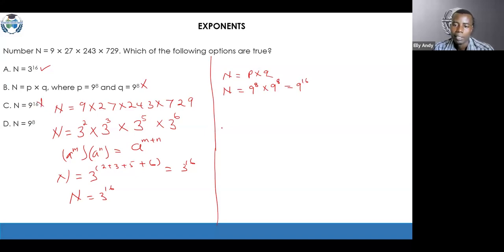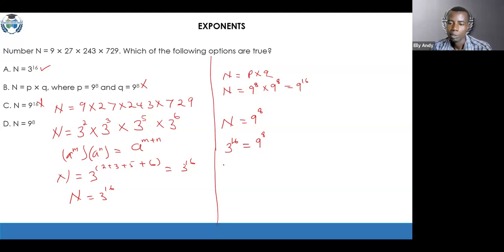Then D, we have that n is 9 to power 8. So I want to compare 3 to power 16 and 9 to power 8 and see if they are equal. So let's see. We have 3 power 16, which we have confirmed to be the answer. Let's compare it to 9 power 8. Okay, so we can either make 3 power 16 have a base of 9, or you can make 9 power 8 have a base of 3. So from this point, you can follow whichever path looks best for you.